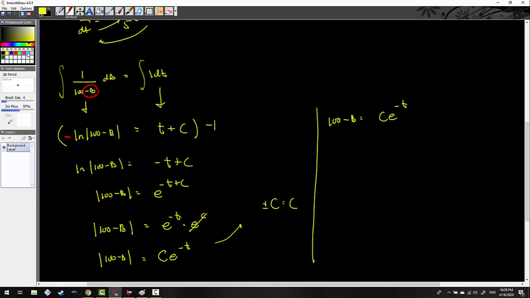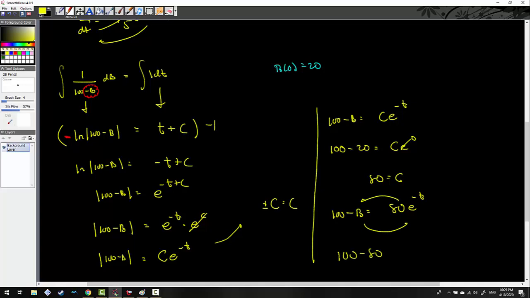Now from here, I've been neglecting my initial condition, but I got to remember that B of 0 is equal to 20, and that's how I'm going to solve for C. So I'm going to say 100 minus 20 is equal to C e to the 0. So C equals 80. So you end up getting 100 minus B equaling 80 e to the -t. Flop some stuff around, and you end up with 100 minus 80 e to the -t equaling B, and you're done. That's as far as you need to go for this problem.